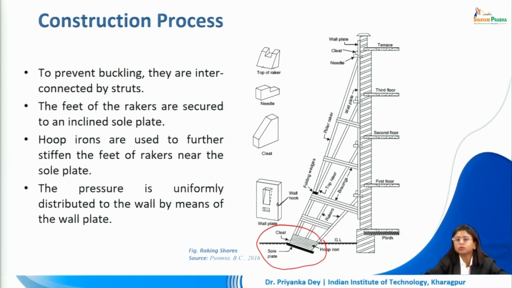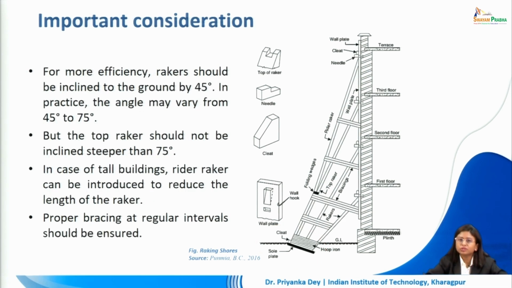The pressure is also uniformly distributed throughout the wall with the help of a wall plate. So, we do not want to put additional pressure in only a single point of the wall, because already the wall is bulging or it is unsafe or weak. So, we want to equally distribute this support, this load throughout the entire wall with the help of a wall plate. For more efficiency, rakers should be inclined to the ground at about 45 degrees. In practice, we make the angle vary between 45 to 75.